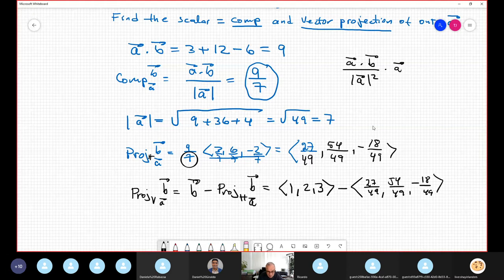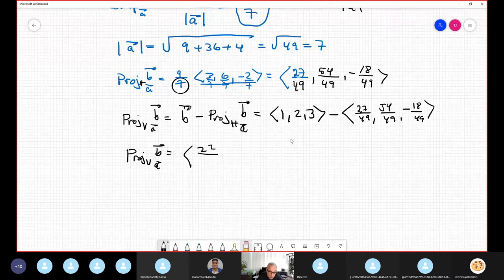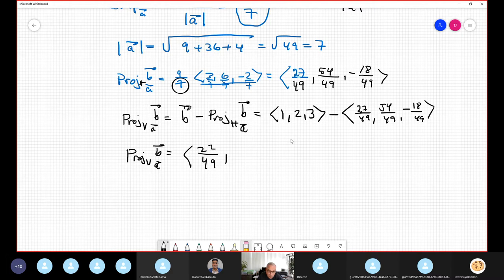Now the subtraction is just arithmetic, no big deal. I skip this because we have a lot of complicated things to think about. You put it in the calculator, 1 minus 27 over 49, and so on. The answer is 22 over 49, comma, 44 over 49, comma, 165 over 49. End of story.